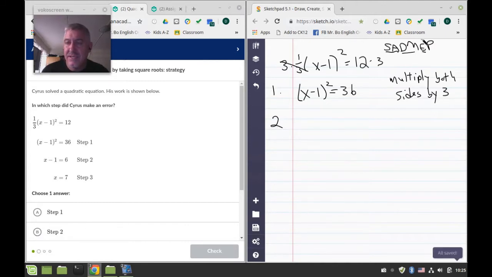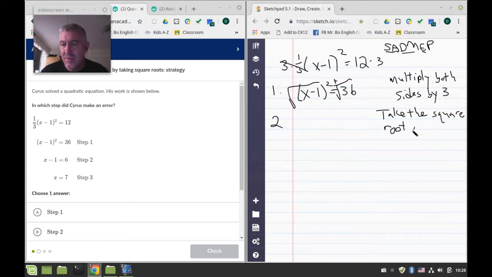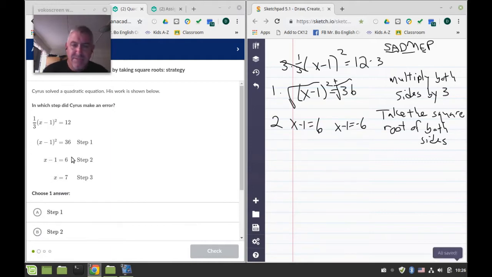We're right up here in exponents, so we want to take the square root of both sides, positive and negative. So here I'm left with x minus 1 is equal to square root of 36. Positive square root is 6. And negative square root is negative 6. So let's see, that's my step 2.